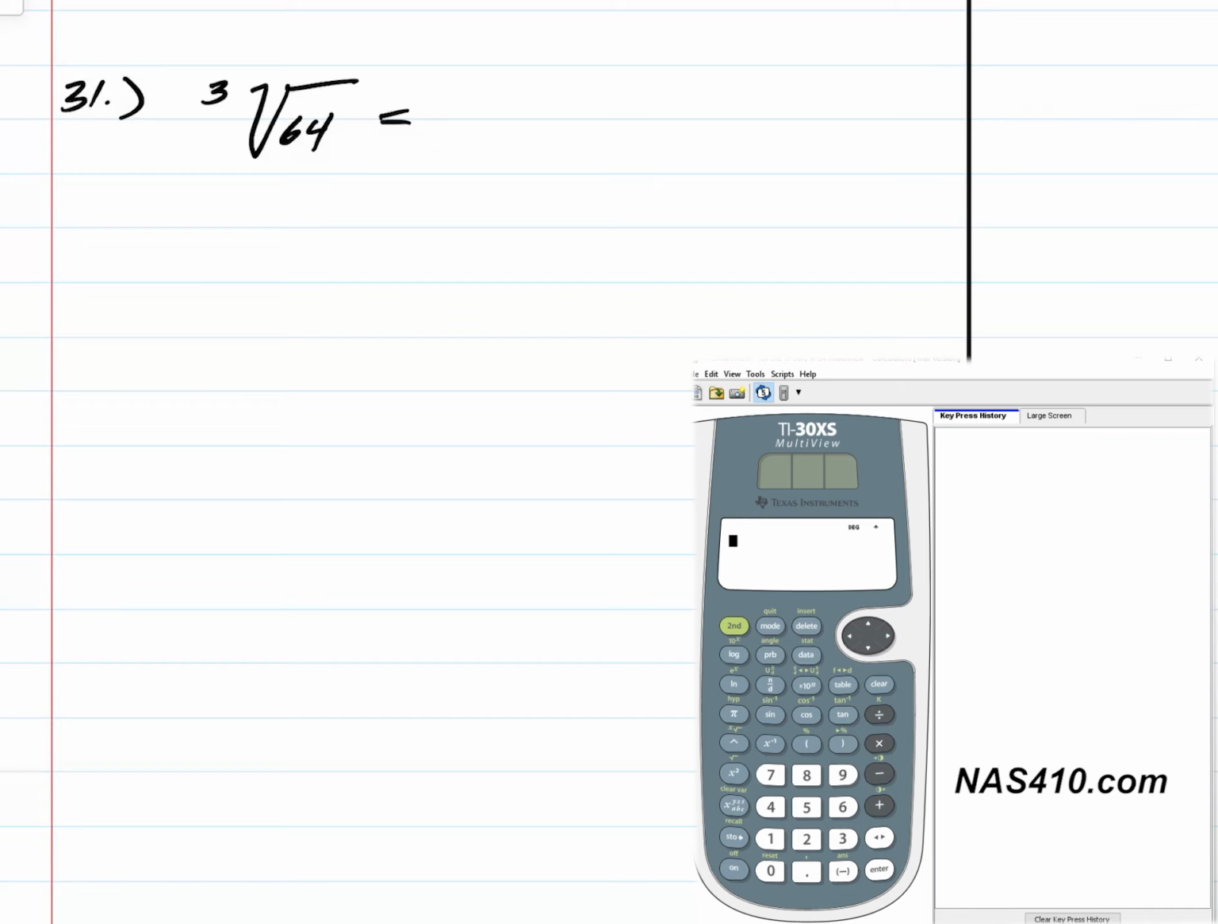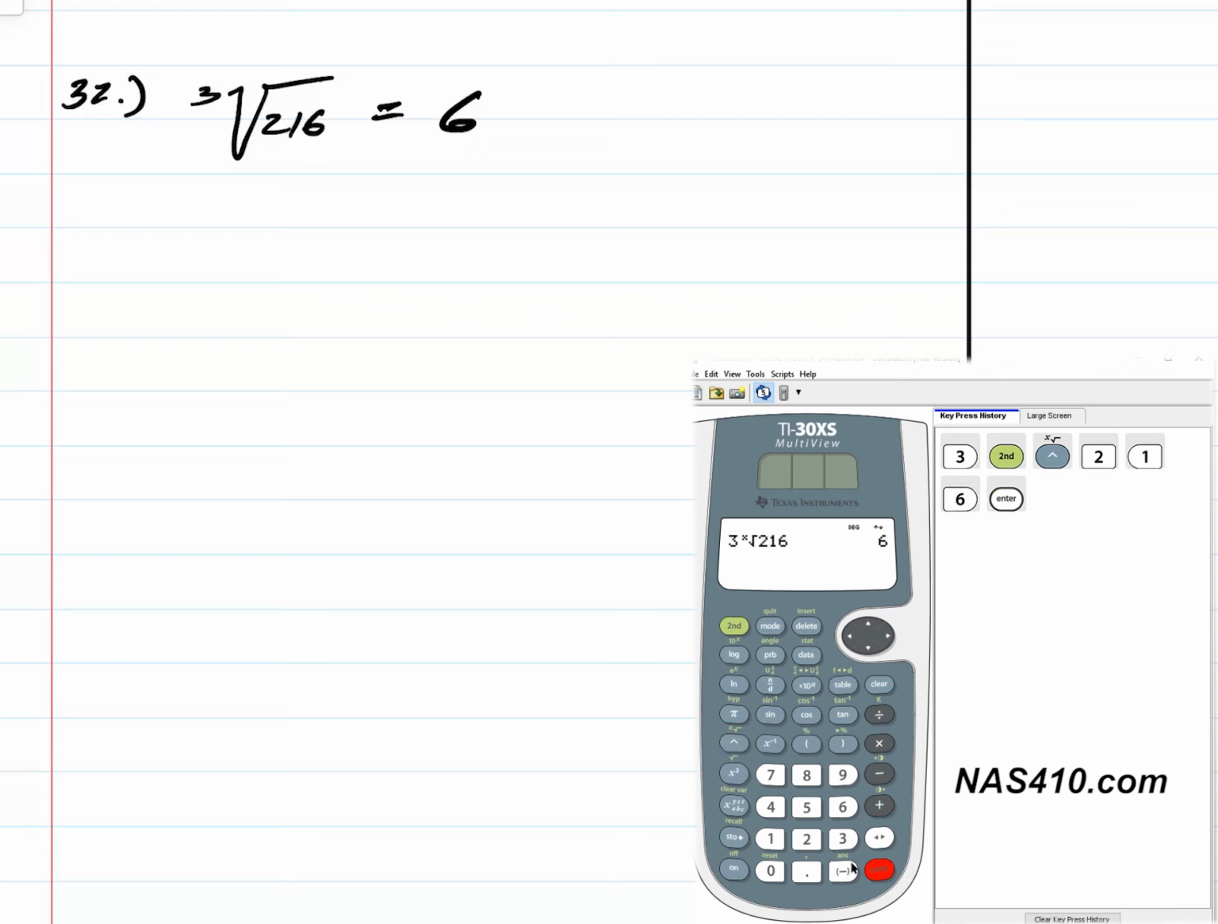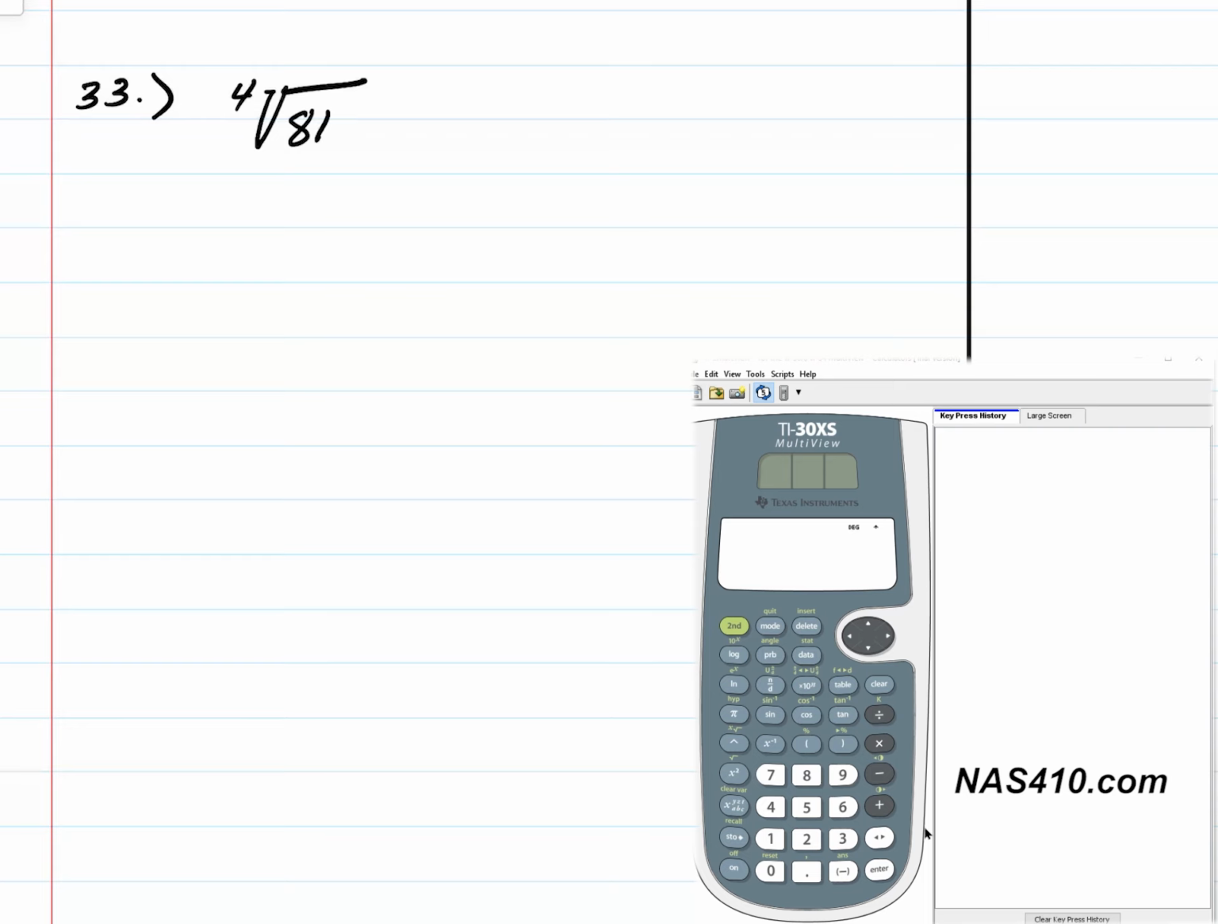Okay, guys, number 31, the cubed root of 64. I'm going to do this in the calculator. And so I'm going to push 3, second, and then the X root button here. And I'm going to put 64, hit enter, and I get 4. Okay, next problem, 32, I have the cubed root of 216. Again, this is just practice using your calculator. Okay, I'm going to push 3, second, and then the X root button, put in 216, and you get 6.